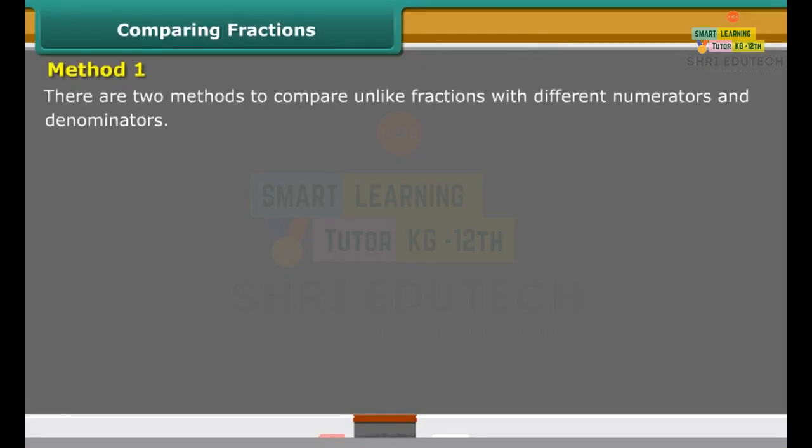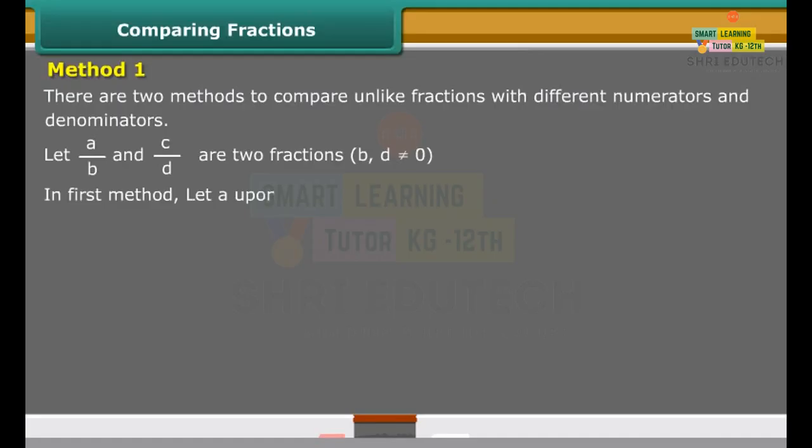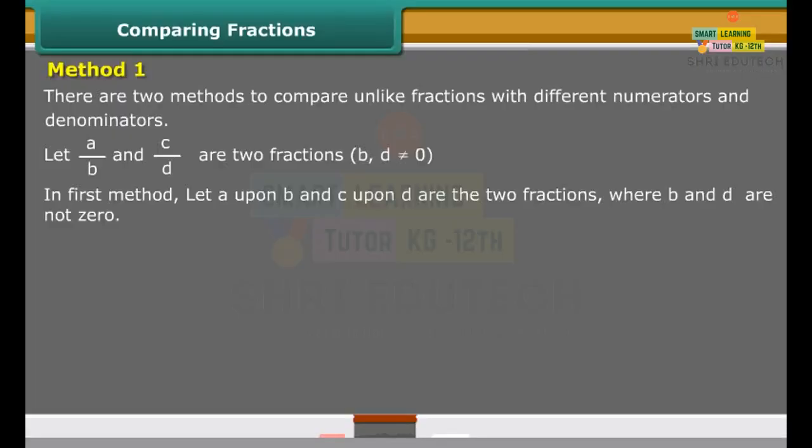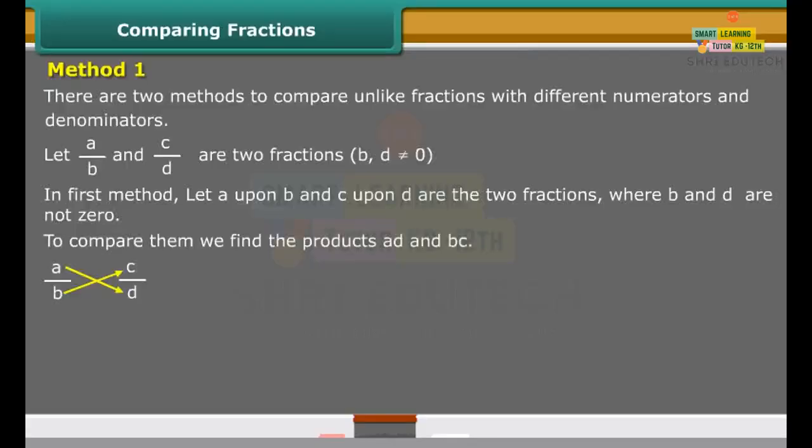Method 1. There are two methods to compare unlike fractions with different numerators and denominators. Let A upon B and C upon D be the two fractions where B and D are not equal to 0. In the first method, to compare them, we find the products AD and BC.